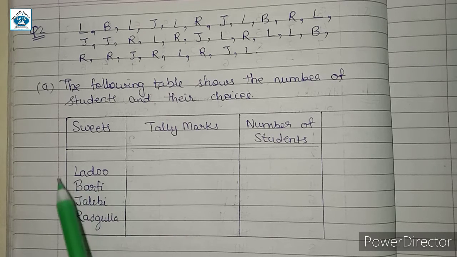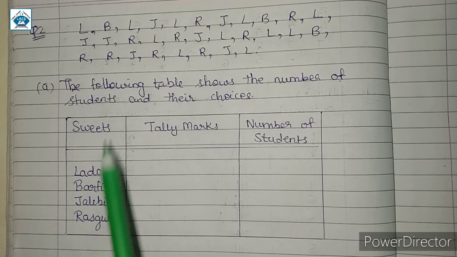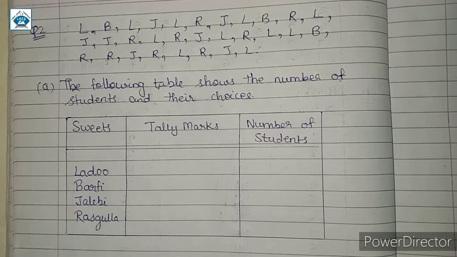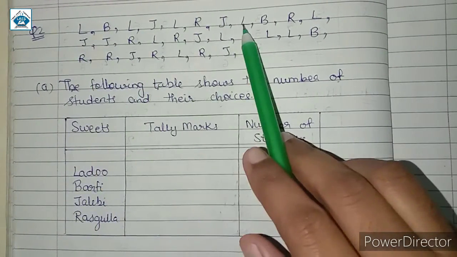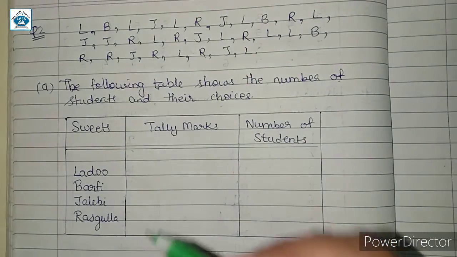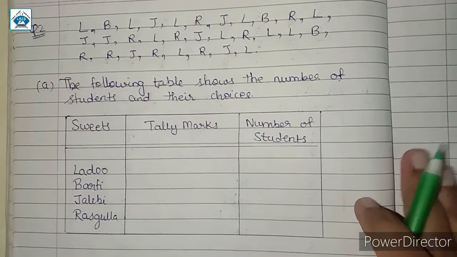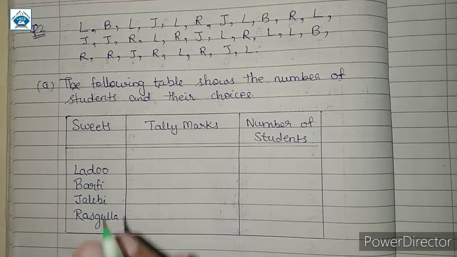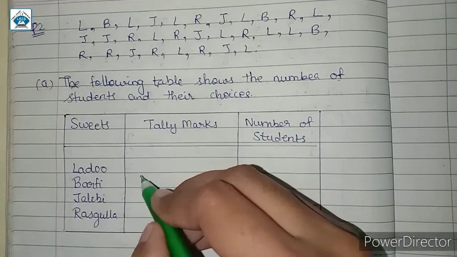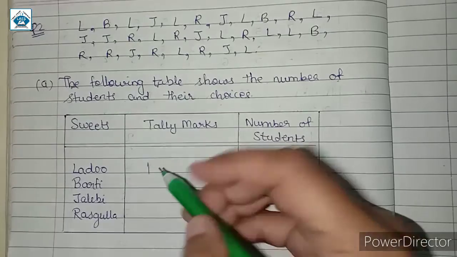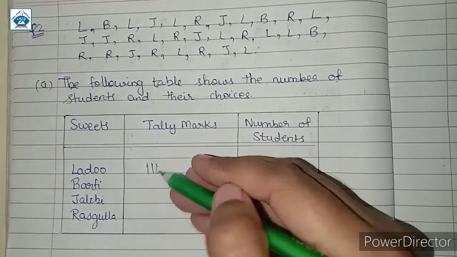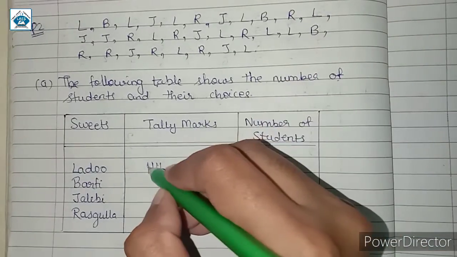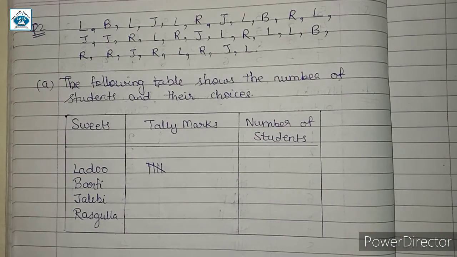So first of all, for laddu we will count the number of L we have in this given list and the given data. So here we have 1 2 3 4 5 in the first row. So how will we represent 5? Instead of counting together, we can also count one by one. For example, 1, then draw a line, 2, draw another line, 3, then draw the third line, 4, the fourth line, and 5, draw the cross line or the slant line.